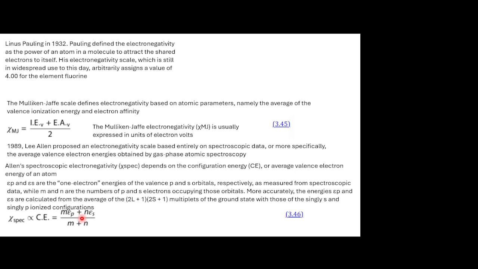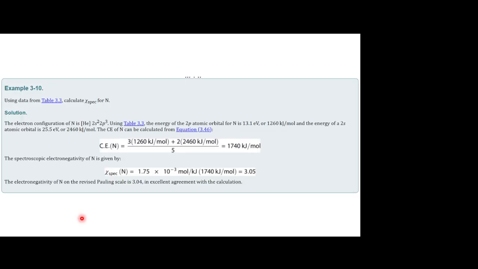Everybody see that okay? Because the group number on the first 3 periods is just the number of electrons in that shell, and all you have is the s and p orbitals, so there you go. And so we take that over 5 once we calculate that. So 3 times the 1260, 2 times the 2460.